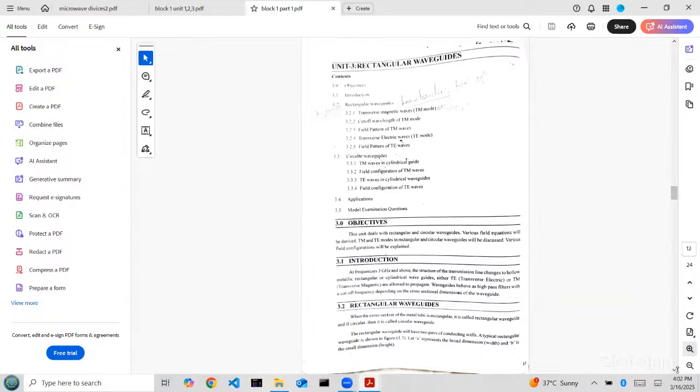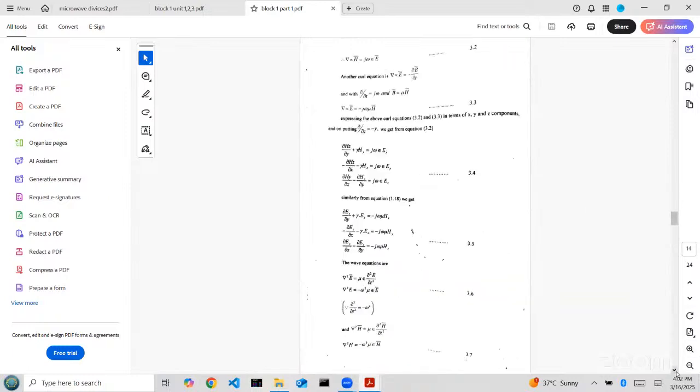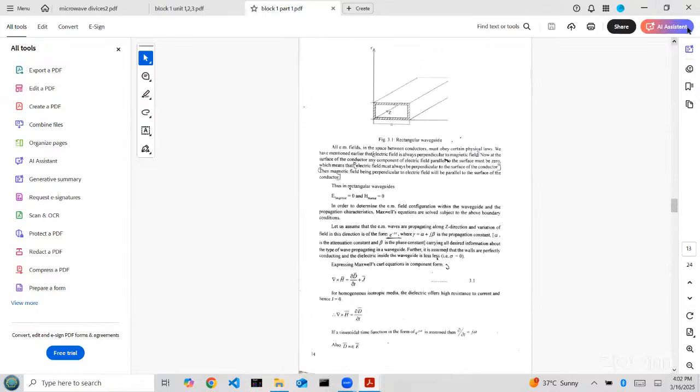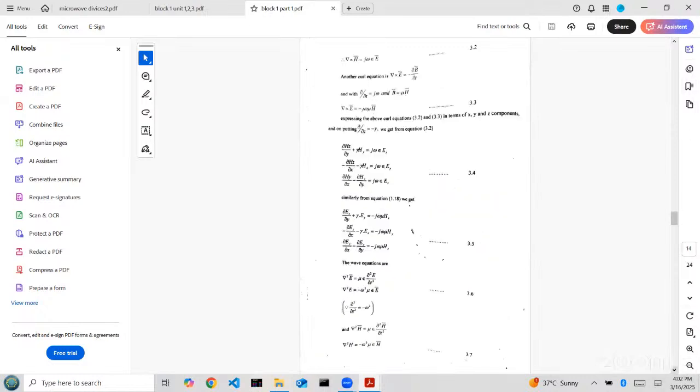Here dou by dou t is j omega, and we substitute D as epsilon E. Substituting these two, we get del cross H equals j omega epsilon E.